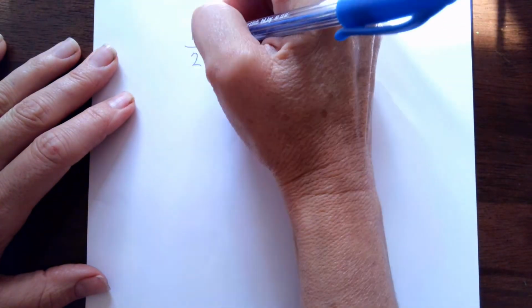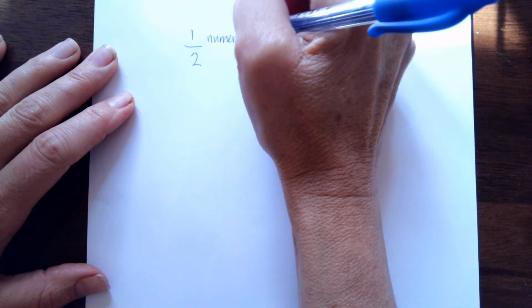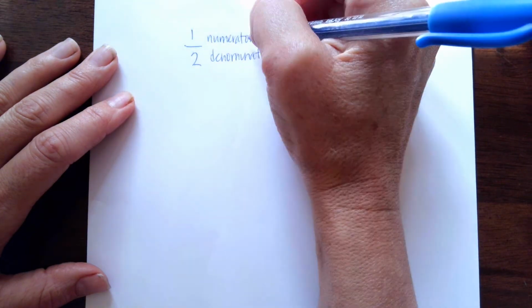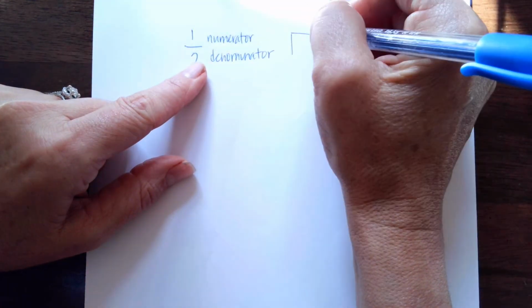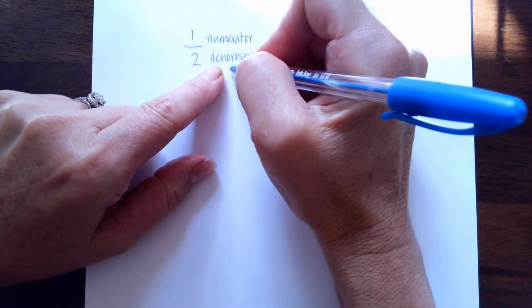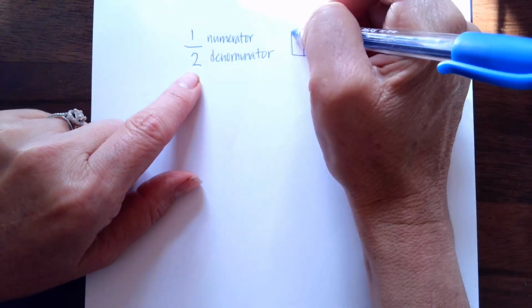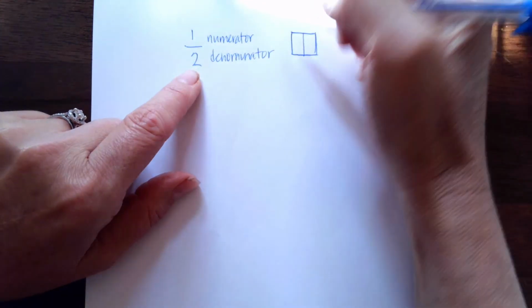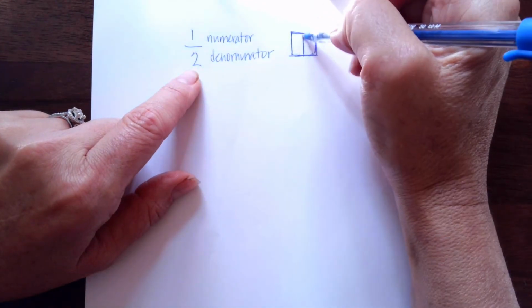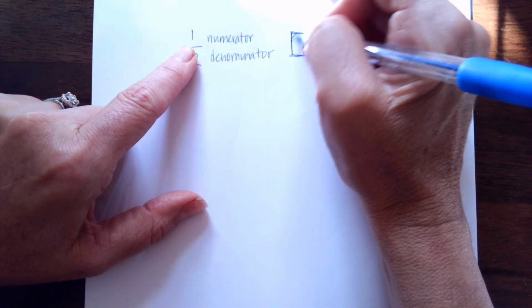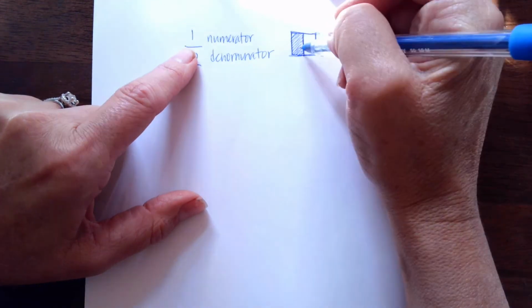Okay, so for fractions, the top number is called the numerator and the bottom number is called the denominator. The numerator tells you how many are filled in, and the denominator tells you how many total pieces there are. So we have a box and it is divided into the denominator, which is 2 pieces. So I just made a box or a square and I divided it into 2 pieces. The numerator tells me how many I shade in. So this is 1/2.